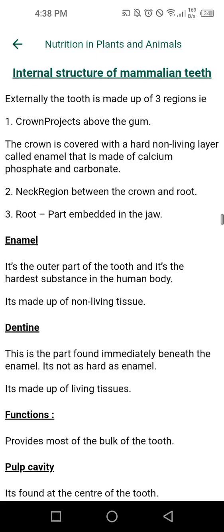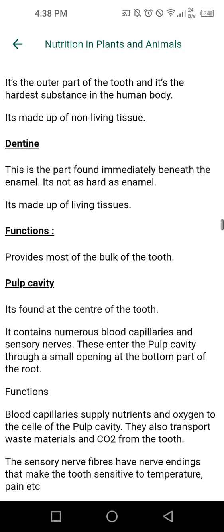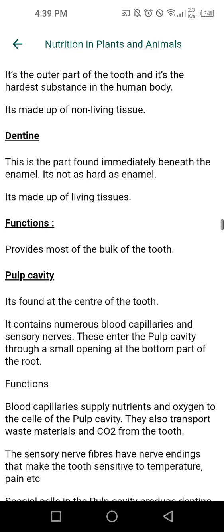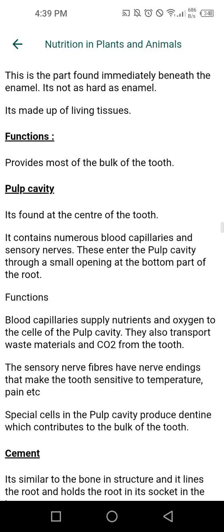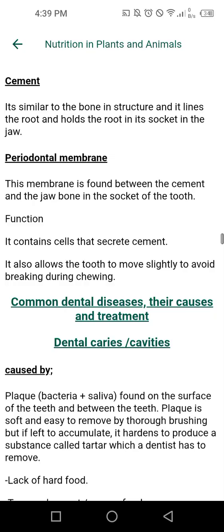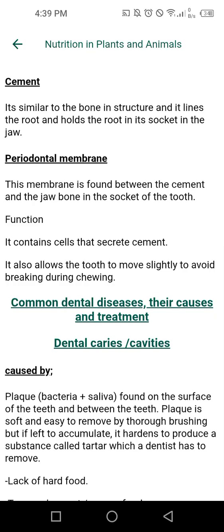Functions. Blood capillaries supply nutrients and oxygen to the cells of the pulp cavity. They also transport waste materials and CO2 from the tooth. The sensory nerve fibers have nerve endings that make the tooth sensitive to temperature, pain, etc. Special cells in the pulp cavity produce dentine, which contributes to the bulk of the tooth. Cement. It's similar to the bone in structure and it lines the root and holds the root in its socket in the jaw. Periodontal membrane. This membrane is found between the cement and the jawbone in the socket of the tooth. Function. It contains cells that secrete cement.